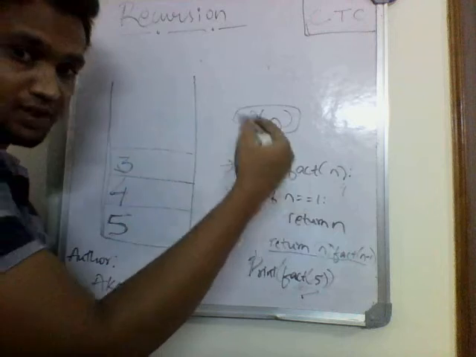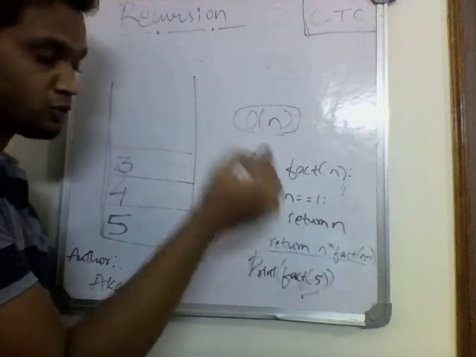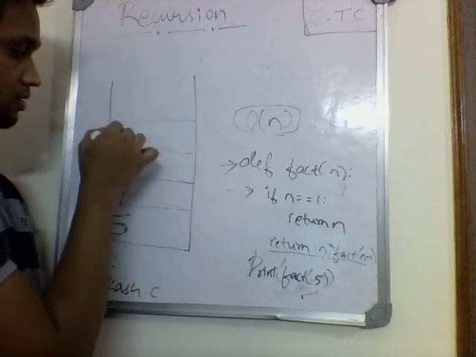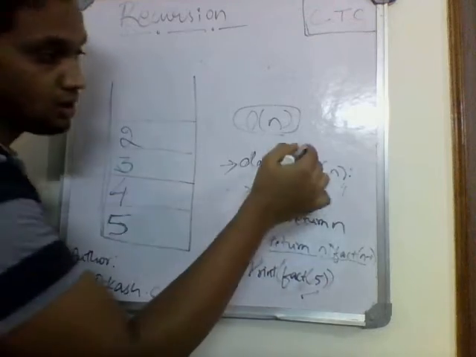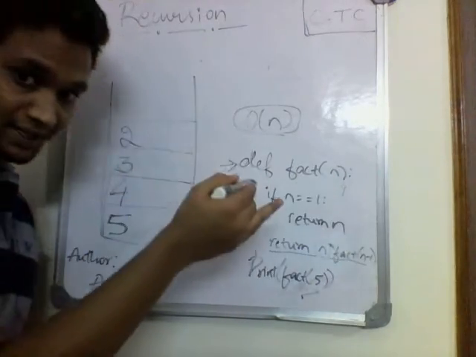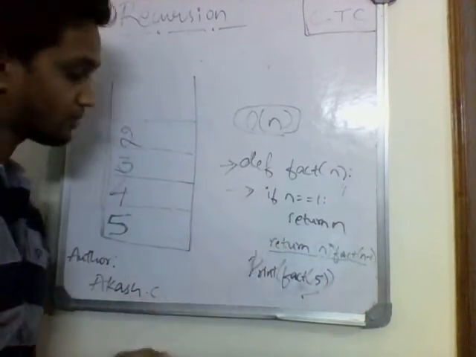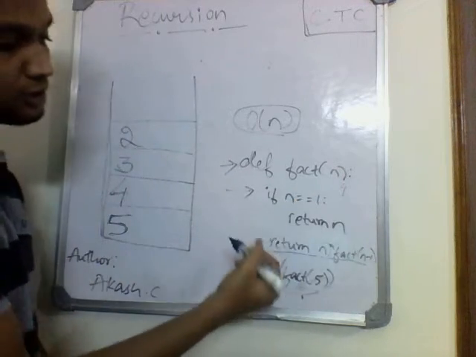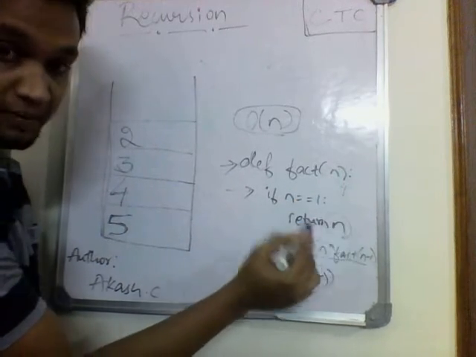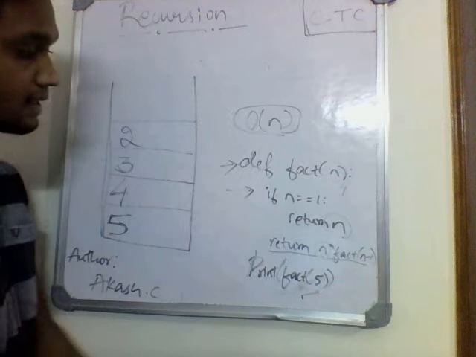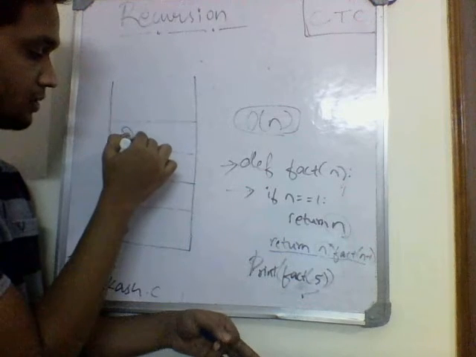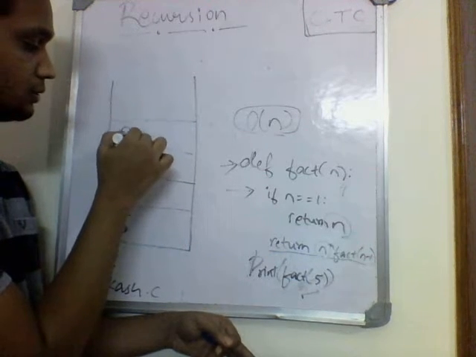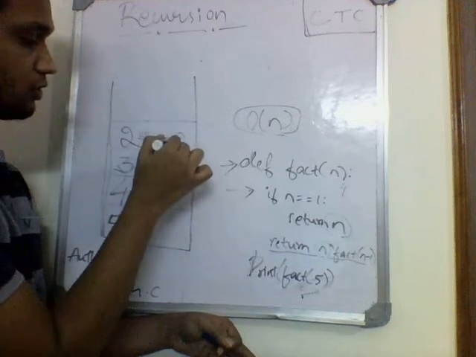Again n equal to 2. Is 2 equal to 1? No, 2 is not equal to 1. Now 1. Is 1 equal to 1? Yeah, it's very much true. Now it's going to return 1 from here, which will get popped off the stack. So literally what happens is 2 times 1 is equal to 2.